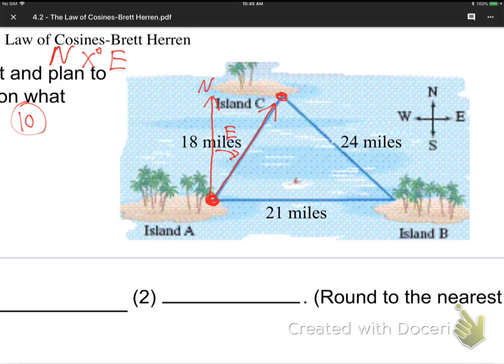Because we need to have memory. The way bearings always work is you start with north or south. You don't start with east or west. They just made it up that way. They could have made it the other way. That's just what they did. So for bearings, they always do north or south first. We're obviously not going south. So we're going north, but not straight north, a certain amount east of north to head straight to island C.